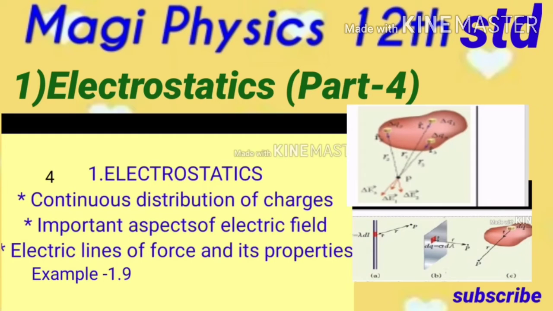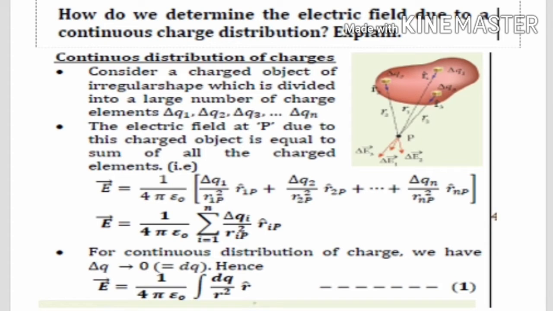Hello students, now we are going to discuss some important topics in first lesson electrostatics. First one is continuous charge distribution. Let us imagine a system which consists of n number of charge elements like del Q1, del Q2, del Q3 and so on up to del Qn. What will be the electric field at the point P due to this charged object? It will be equal to the sum of all the charged elements.